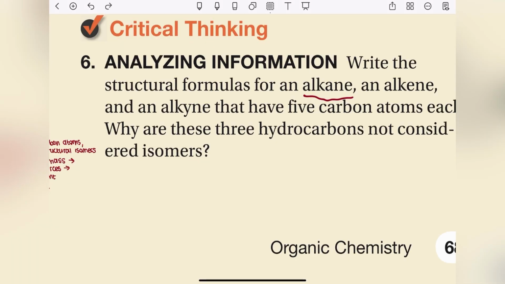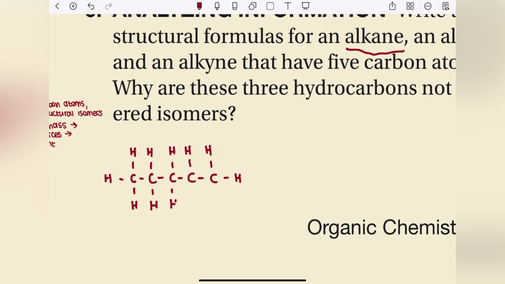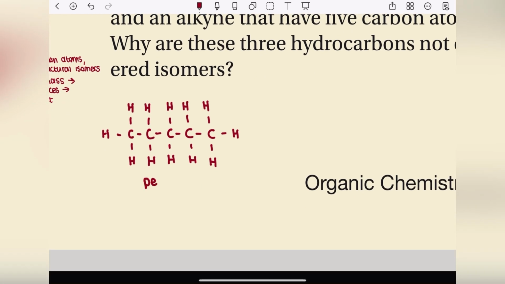The simplest way to draw an alkane is to have the 5 carbon atoms in a straight chain in the middle, like this. And remember, alkanes have only single bonds, and they have enough hydrogen atoms attached to themselves for each of the carbon atoms to be happy. This alkane will be called pentane.